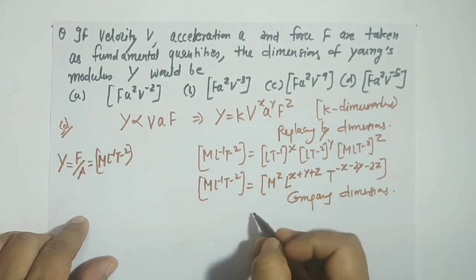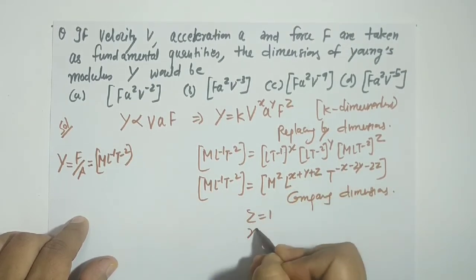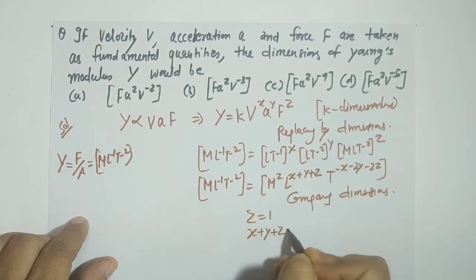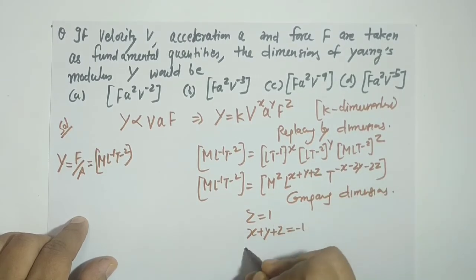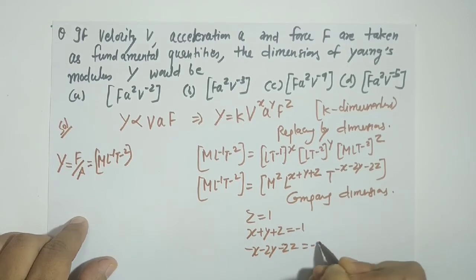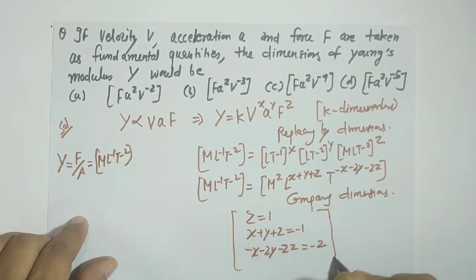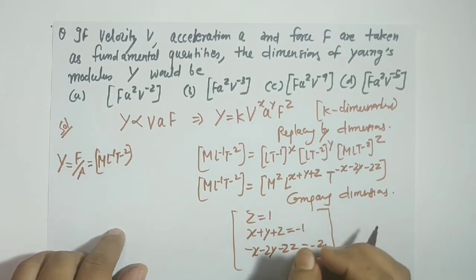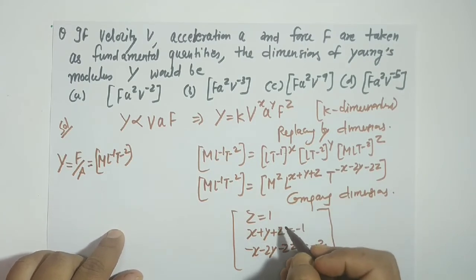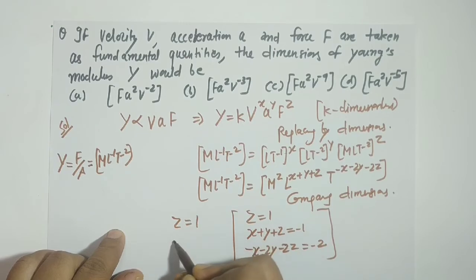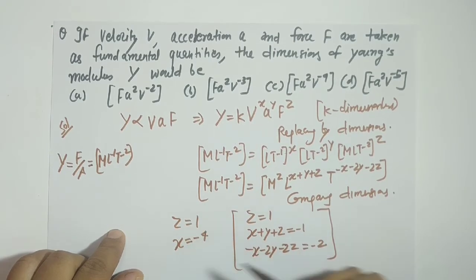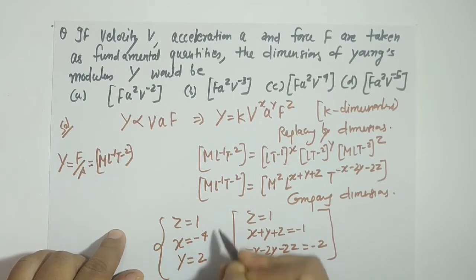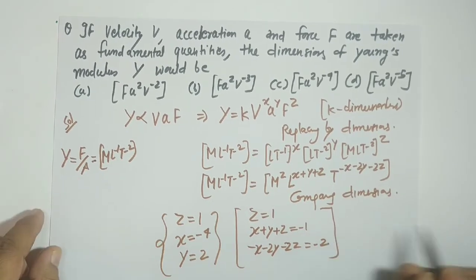What is z here? z is directly 1. x plus y plus z is minus 1. And then minus x minus 2y minus 2z is minus 2. So you solve these equations, you put z as 1, you will get x and y from these equations. And when z is already 1, you will get x as minus 4 if you solve it out and y as 2. So solving these three equations, you will find out the values.